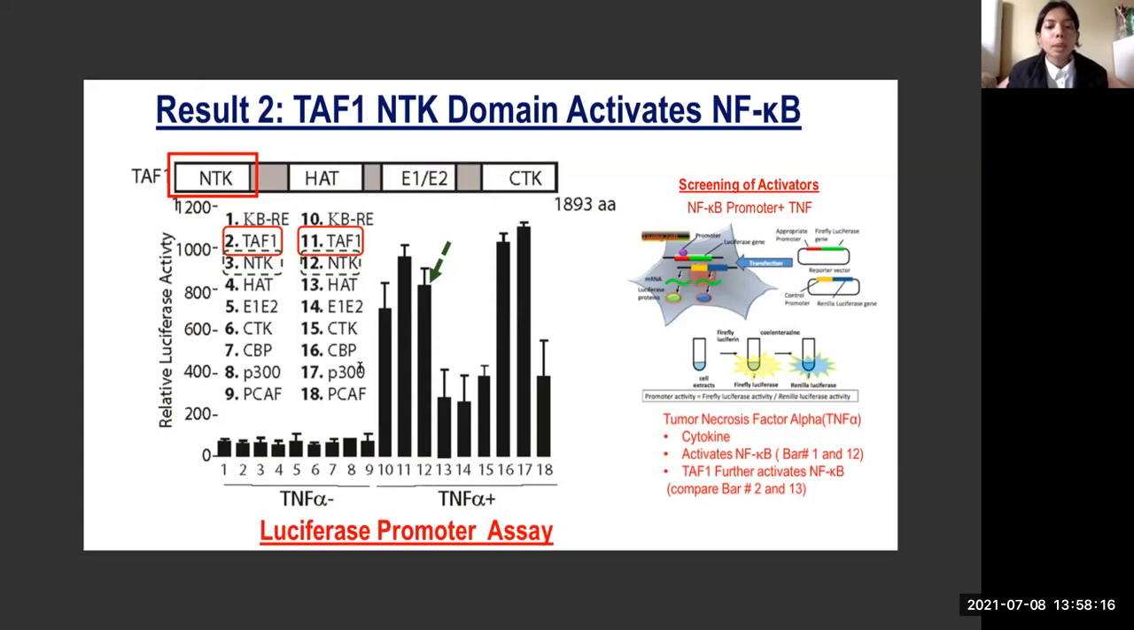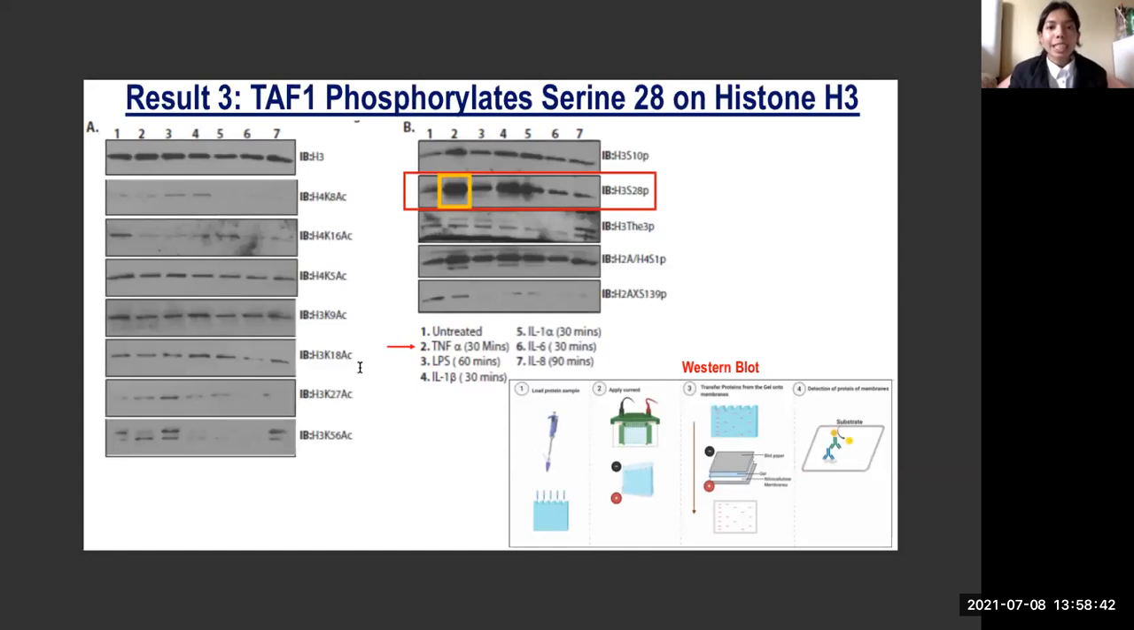TAF1 is a multi-domain protein, so we wanted to test which domain of TAF1 activates the NF-kappa B promoter using a luciferase assay. We generated the constructs for each domain. Then we transfected each domain construct with the NF-kappa B promoter. The results show that the N-terminal kinase domain of TAF1 activates the NF-kappa B promoter. A kinase is a protein that functions as an enzyme to phosphorylate the target protein. TAF1 phosphorylates serine 28 on histone H3.